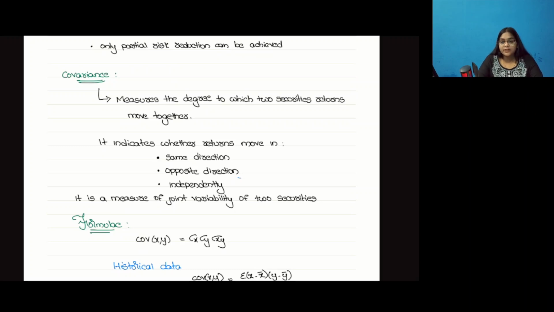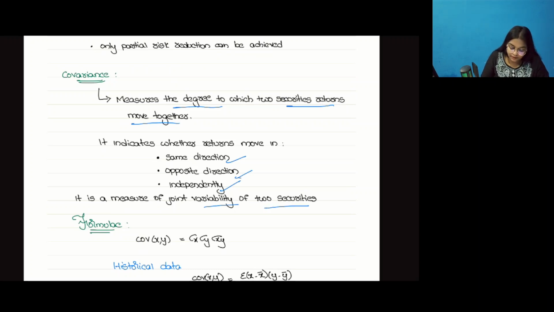So first we'll discuss covariance and then we'll go for correlation coefficient. What is covariance? It is a measure of degree to which two security returns move together. It indicates whether the returns move in the same direction, opposite direction, or independently. It is a measure of joint variability of two securities.